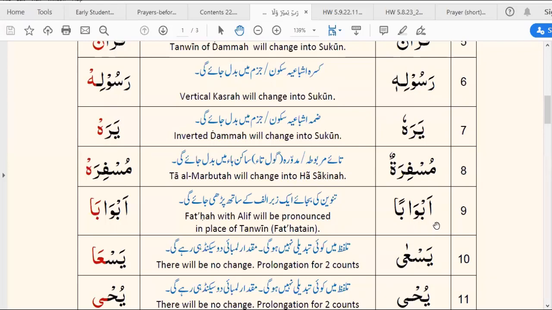So this word is abawaban, and in waqf it's abawaba. And what it's telling you here is that fatha with the alif will be pronounced in place of tanween. So what we're doing here is that the tanween is coming off. So abwaban would be read abwaba. So it's not too difficult if you think about it, only the tanween is coming off. So we're going to have a practice.